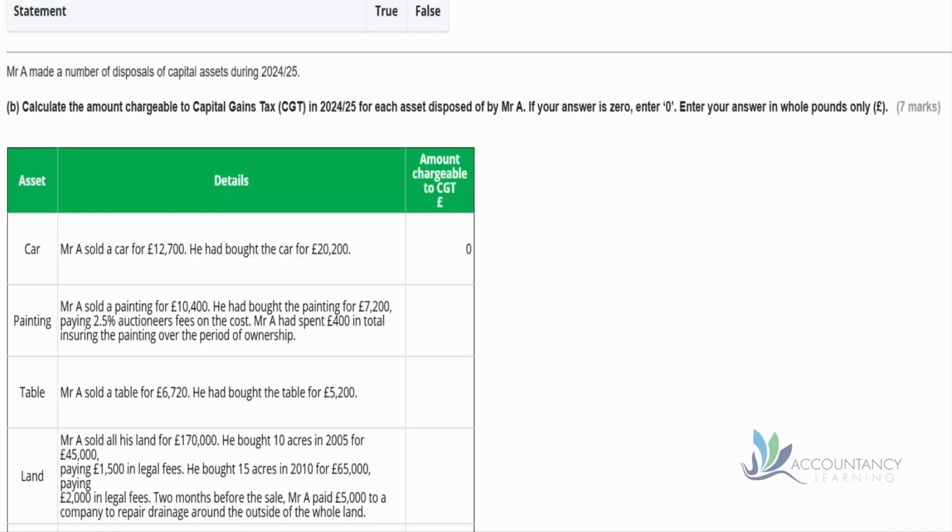But we're told that we paid 2.5% auctioneer's fees on the cost. And then Mr. A had spent 400 in total insuring the painting over the period of ownership. Well, that insurance has nothing to do with the capital item, so that insurance is a day-to-day expense. That £400 would not be considered in our capital gains calculations.